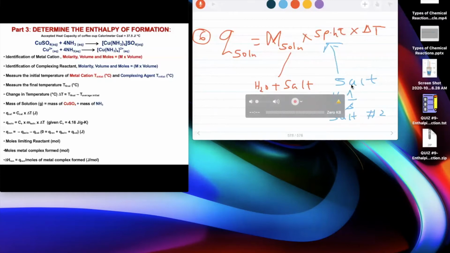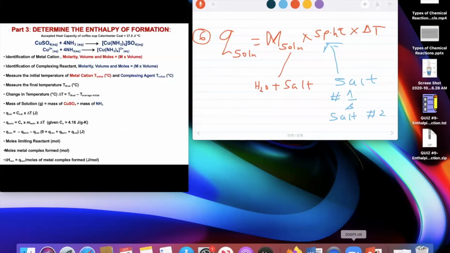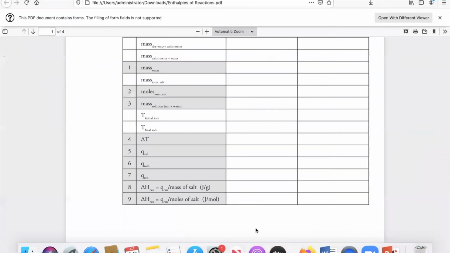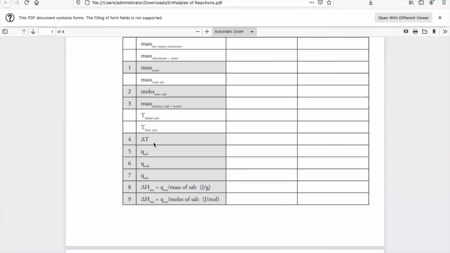Specific heat, you have to look at which salt you are dealing with. Is it salt number 1, salt number 2? Use the specific heat for each salt. Change in temperature is going to be final minus initial. You will be given that, and you plug it into the equation for line 6.